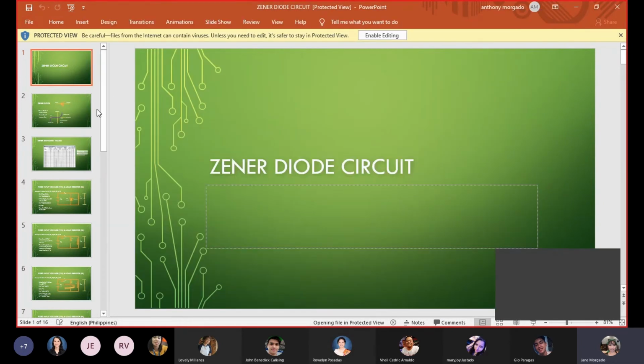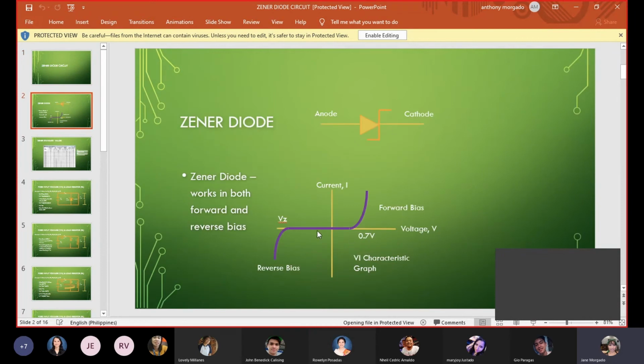Okay, so let's have a recap. A Zener diode actually works in both forward and reverse bias. If it is connected in forward bias, it acts like an ordinary diode, my rectifier diode, right? So you measure 0.7 volts if it is connected in forward bias. However, it also works in reverse bias. The application of the Zener diode is in reverse bias, wherein you should be able to measure a voltage equal to VZ.